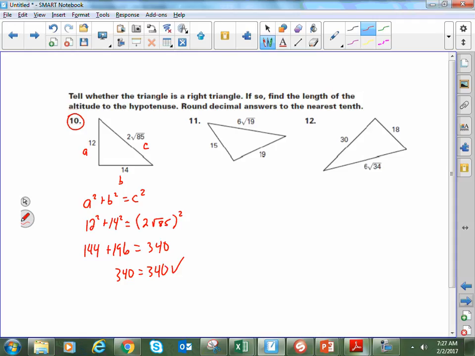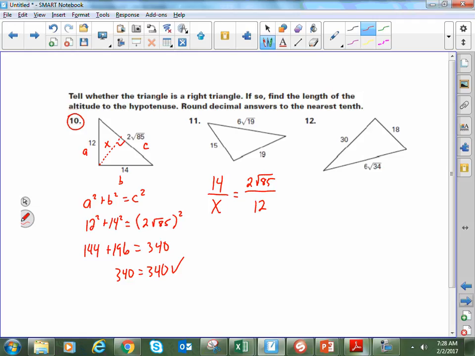Now the question is, find the length of the altitude to the hypotenuse. So now that we've established that this is a right triangle, we want to know how long that altitude is from the right angle to the hypotenuse. At this point, I'm looking at it as just similar triangles. I'm going to be able to say that 14 over x is equal to the same ratio as 2 radical 85 over 12. I'm just looking at the corresponding sides.